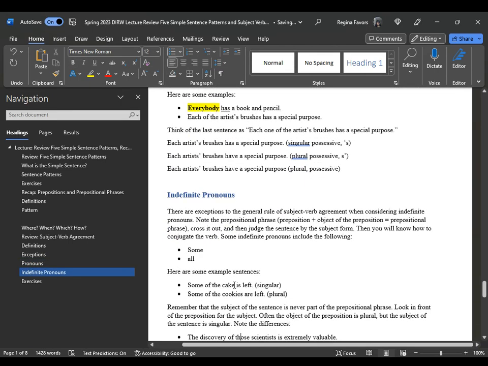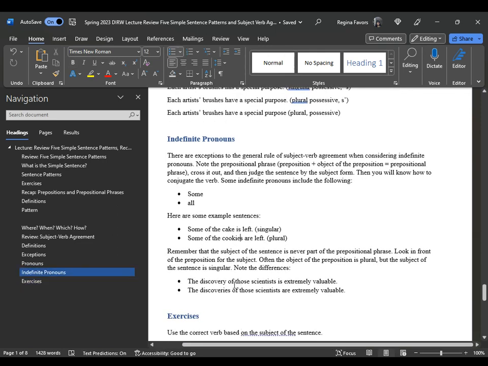All right, so indefinite pronouns. There are exceptions to the general rule of subject-verb agreement when considering indefinite pronouns. So note the prepositional phrase, cross it out, and then judge the sentence by the subject form. Then you will know how to conjugate the verb. So in indefinite pronouns, some, all. Some of the cake is left, some of the cookies are left, right? If you remove the prepositional phrases, you will see some cake is left, some cookies are left.